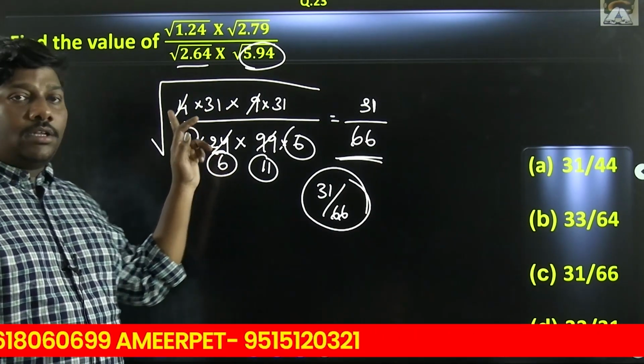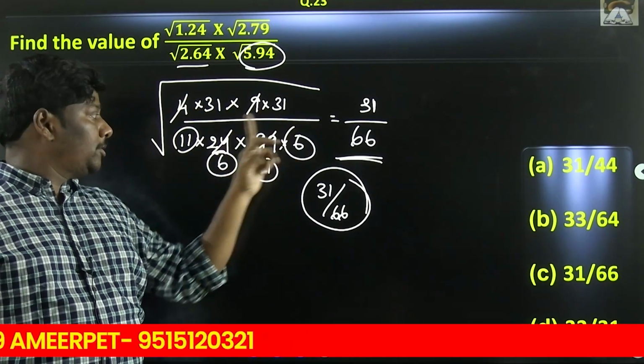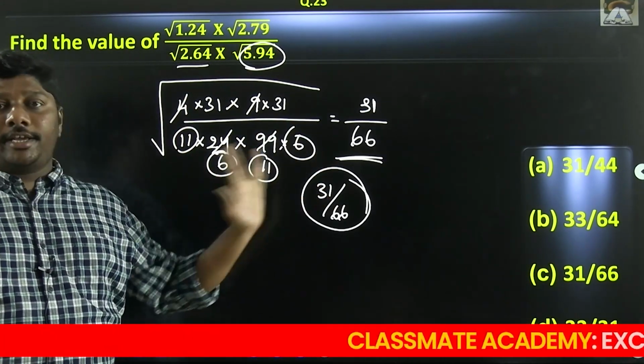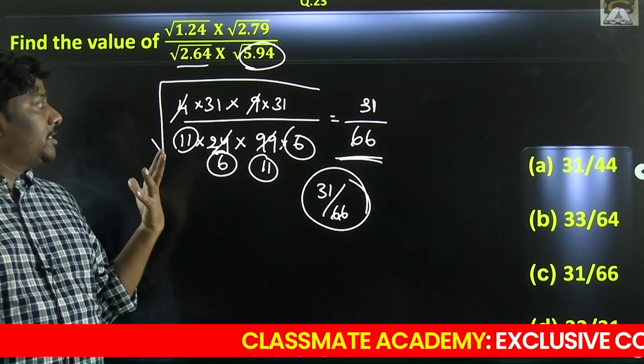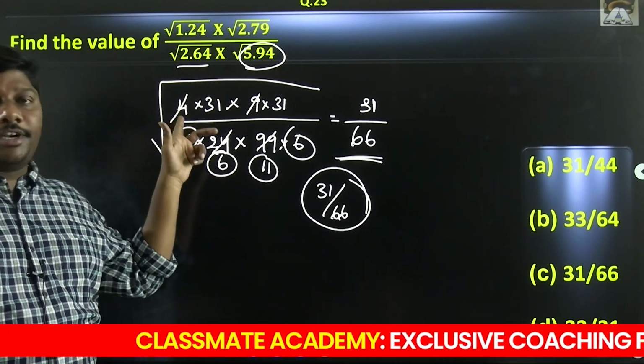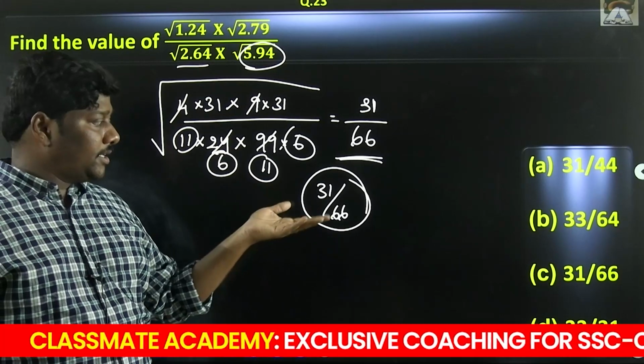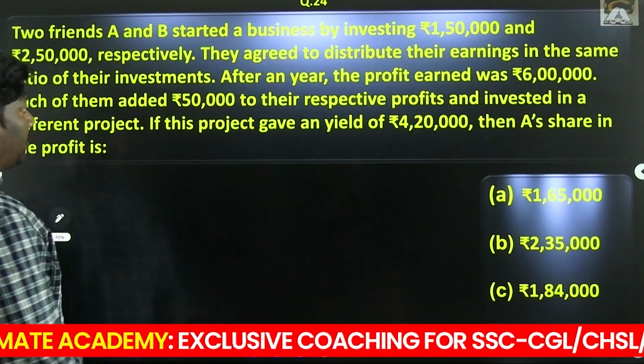Okay. So here this is 4 into 31. This is 9 into 31. 11 into 24. 99 into 6. Just factorize it, you will get it. So this is 4 into 31. I have written it as 3 into 31, but correct it, 4 into 31 it is.